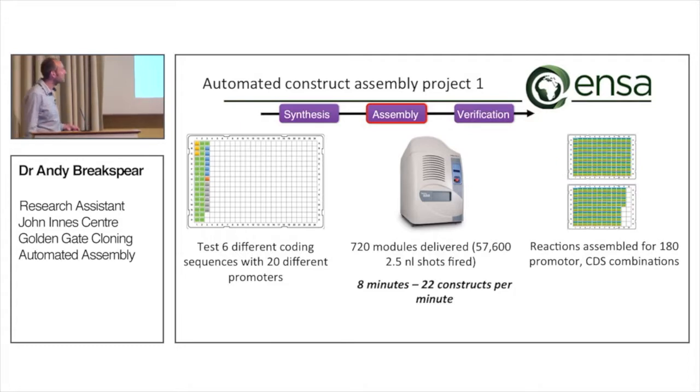This took 8 minutes, so 22 constructs a minute are being mixed. So this really, really changed the way we could work. And obviously, if I was preparing these, then maybe 1 every 22 is going to be incorrect. I'll tell you now, from doing the sequence verification, 100% of the 180 were correct.